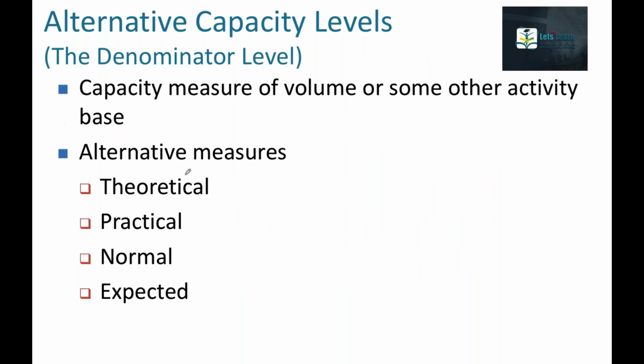So the moment you use the practical capacities here, the price per unit will increase. So you'll have to be very careful. We never use theoretical capacity. We either use normal capacity if you can effectively work, otherwise you need to find out the expected capacity level in the denominator.